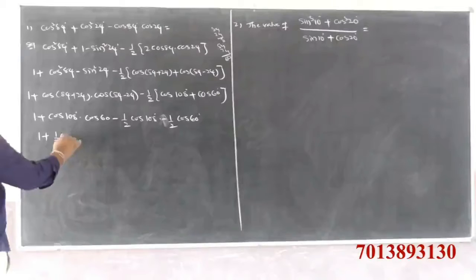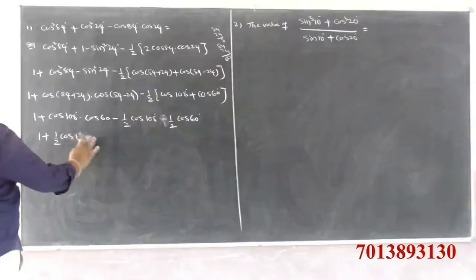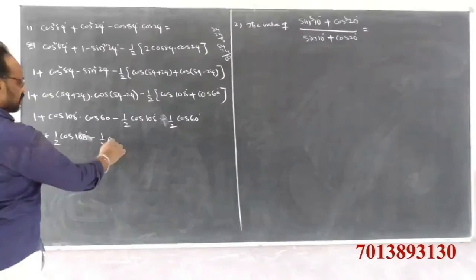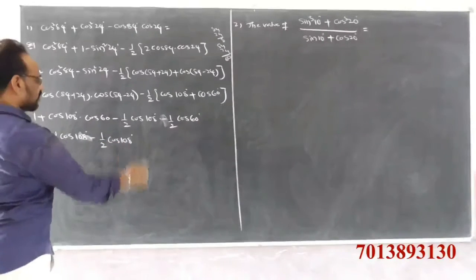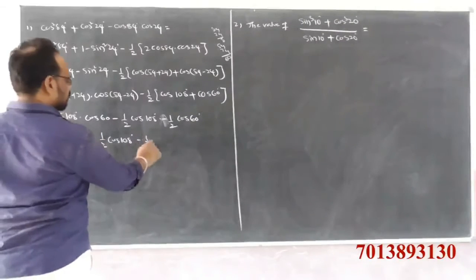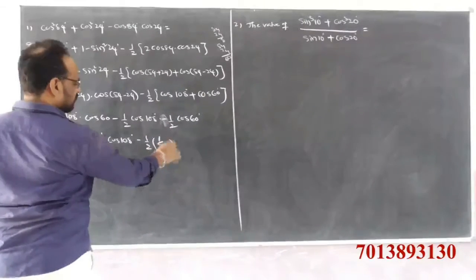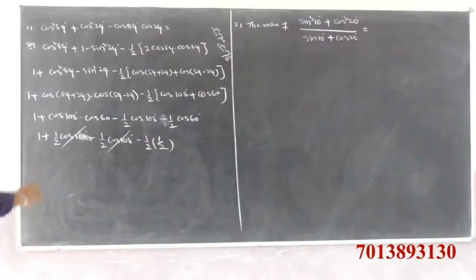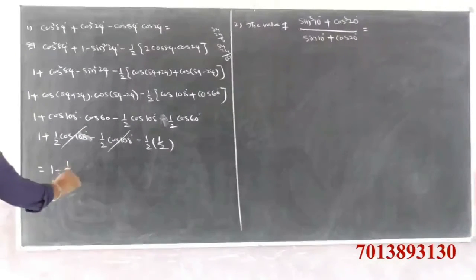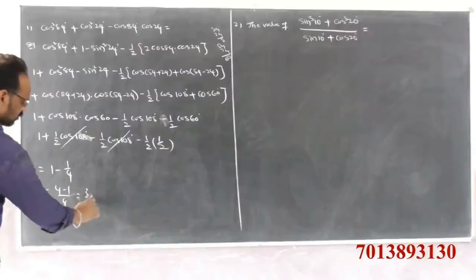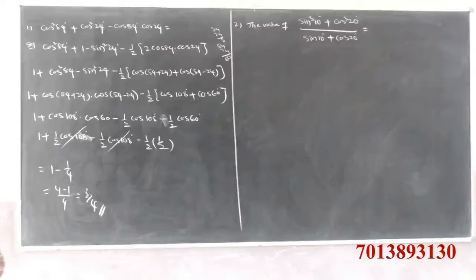So 1 by 2 into cos 108 degrees minus 1 by 2 into cos 108 degrees minus 1 by 2 into again cos 60 value. Clearly, minus and plus quantity get cancelled, that is equal to 1 minus, clearly, 1 by 4. That is equal to 4 minus 1 by 4. If you do LCM, we get 4 minus 1, that is equal to 3 by 4. Value how much? 3 by 4.